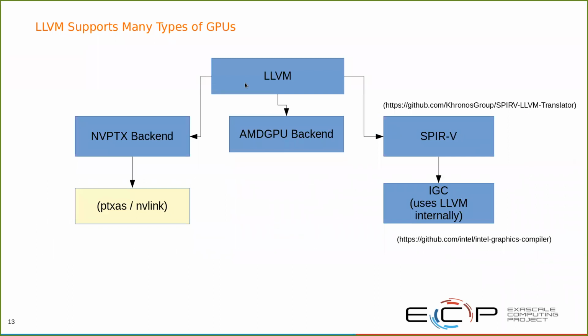Okay, and part of the reason for this is that LLVM has backends that can support all of the GPUs that we expect to see at Exascale. So this is GPUs from NVIDIA, from AMD, and also from Intel. The Intel GPUs go through a path that involves a SPIR-V translation layer, because SPIR-V is used as their preferred intermediate representation to be fed to their backend compiler, IGC. But regardless, all these things can be converted from LLVM, and you can integrate all of these things into a common ecosystem.